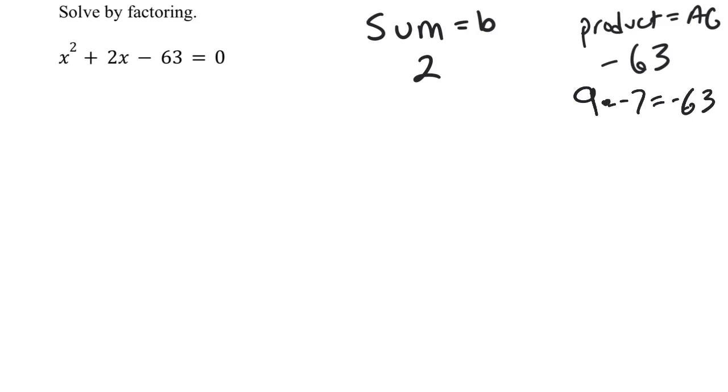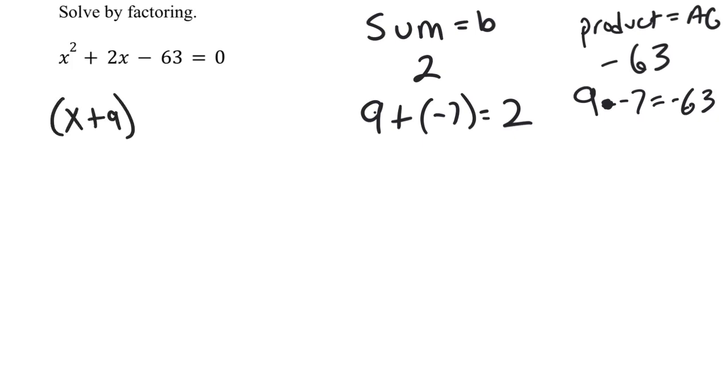And then let's go ahead and fix that a little bit better. So 9 times negative 7 equals negative 63. 9 plus negative 7 will equal positive 2. So when I rewrite this, I just use my positive 9, so x plus 9, and then my negative 7, so x minus 7 equals 0.